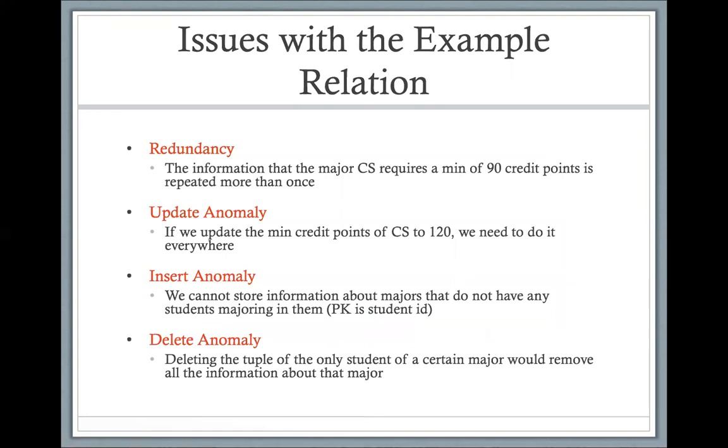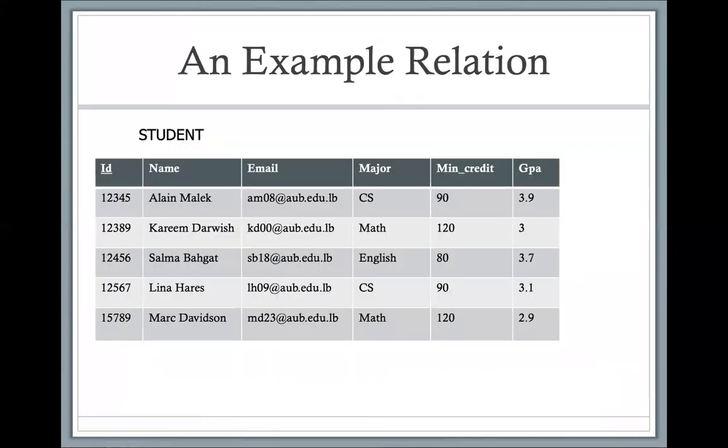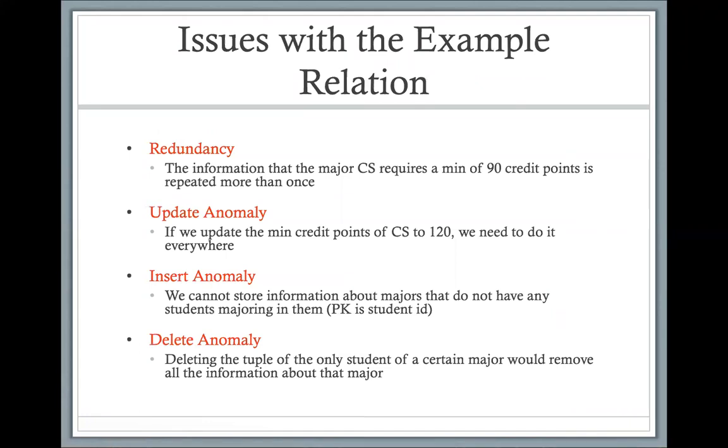It causes update anomaly. If we update the minimum credit of CS to 120, let's say we increase one year in the program of computer science, then you need to do it everywhere. Otherwise, your database will be inconsistent. Imagine that you decided to update the minimum credit of the major CS to 120. You have to make sure that you update this for every record in the database that belongs to this major. Otherwise, you would have some students in CS with minimum credit 90, while others have 120. So you need to make sure that you update everything. This is the update anomaly.